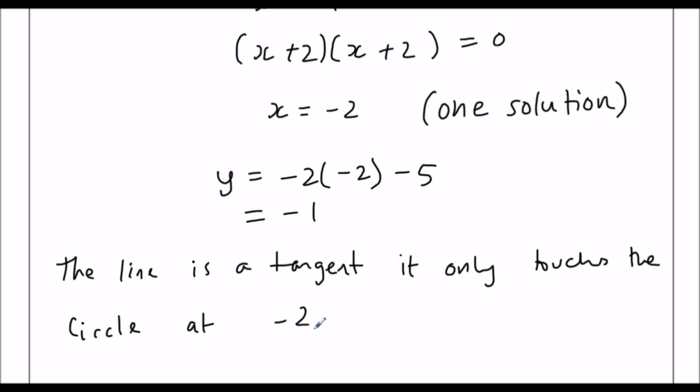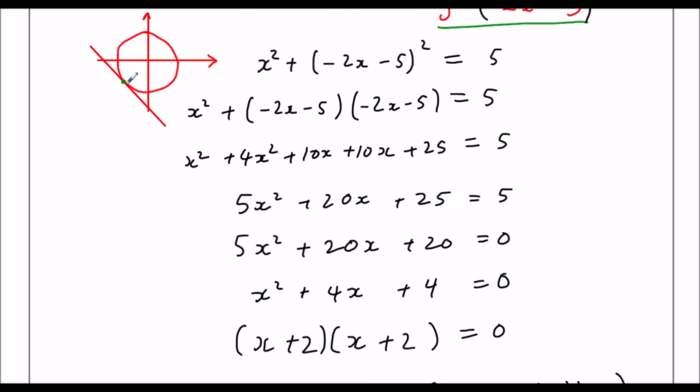At (-2, -1). So it's only touching the circle at this one point, (-2, -1). Therefore, it must be a tangent.